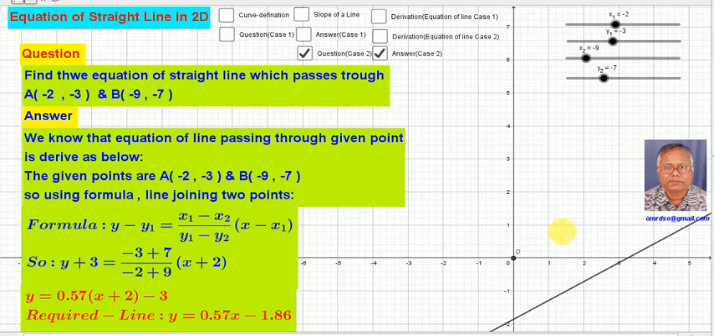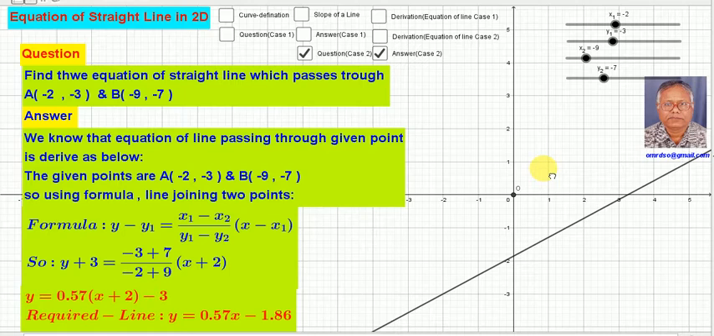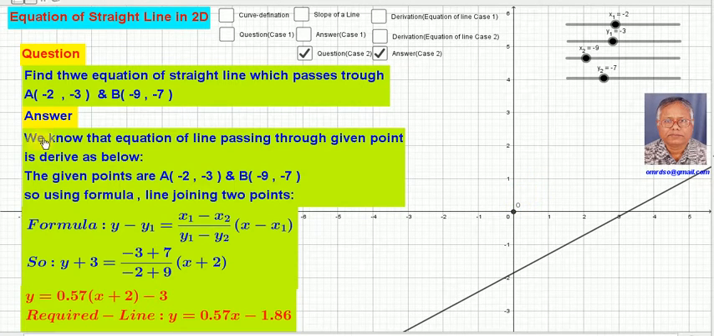Alright, here it is. A is (-2, -3). It will be somewhere here, here (-2, -3). And B (-9, -7) also will be in this quadrant.